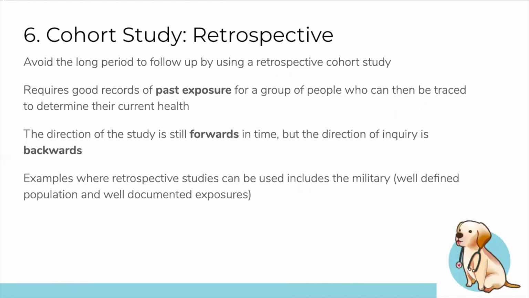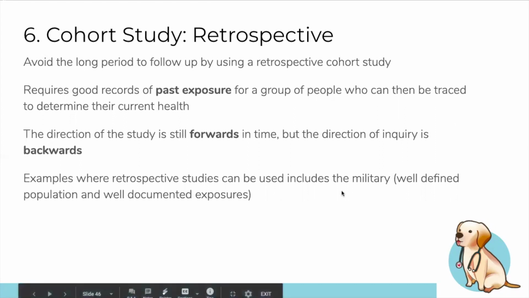Essentially, you have a record of people that have past exposures, let's say people that have been in the army, so you know what they've been exposed to. Once you've established the exposures, you follow these people forward in time to see what they ended up developing, and you look at their current health. So although you're using past records, you're still following them forward in time. It's very similar to the prospective one, except you've already got that period of time that you otherwise would have needed to wait for.